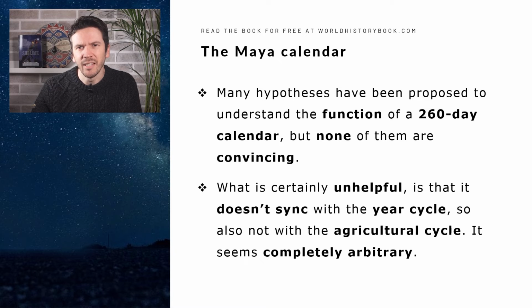Many hypotheses have been proposed to understand the function of this 260-day calendar, but none of them are truly convincing. What is certainly unhelpful is that it doesn't sync with the year cycle, so also not with the agricultural cycle. From a modern perspective, it just seems completely arbitrary.